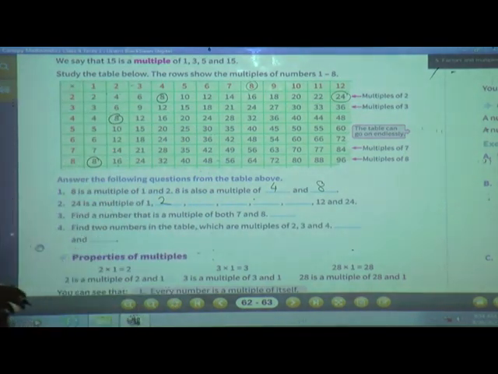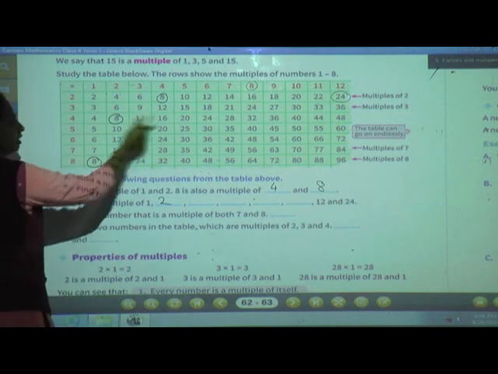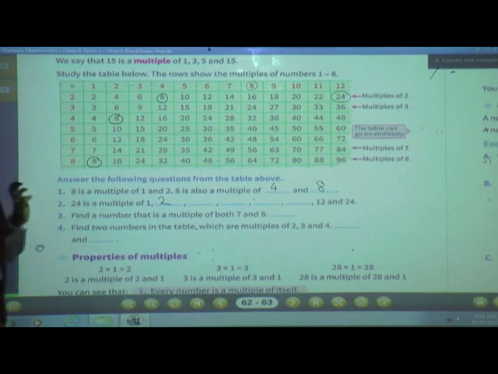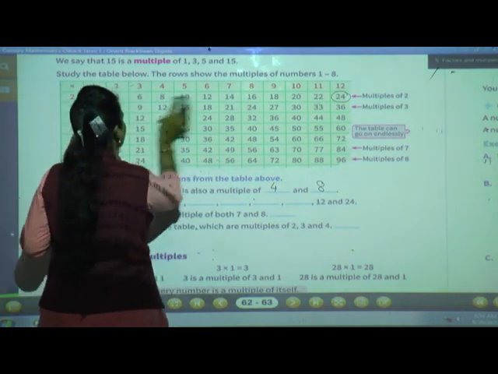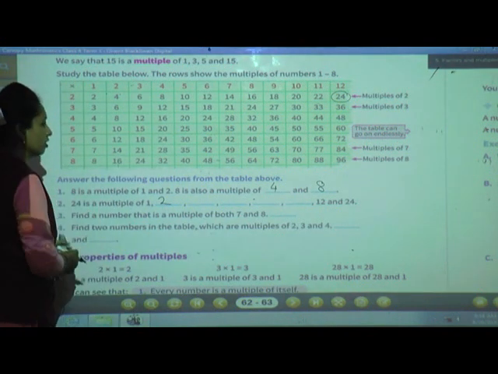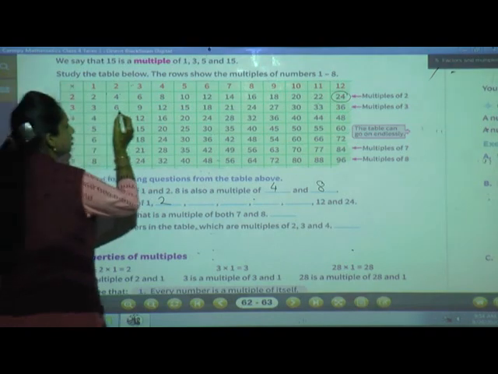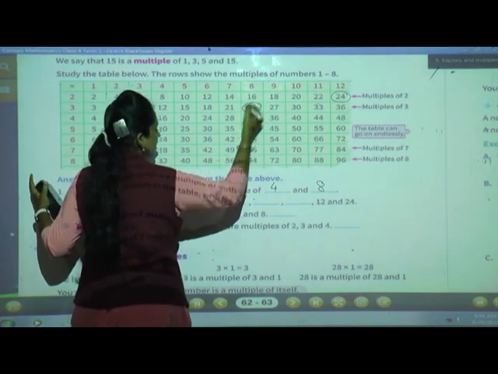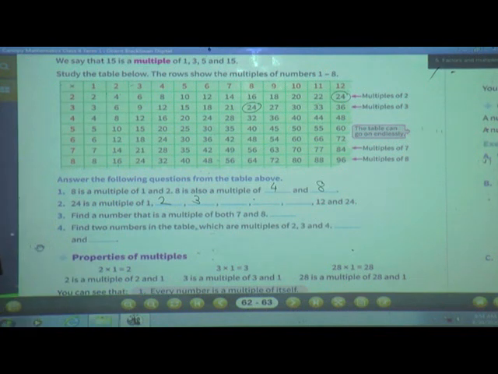Till 24 means 24 will come, isn't it? So 24 is a multiple of 1, and again in 2 table, yes, 24 is coming, isn't it? So I'll rub out 8, so you'll not be confused. In 2 table 24 is coming. What about 3 table? Just see, yes, 24 is coming. So we have to write 3 is also a multiple of 24.